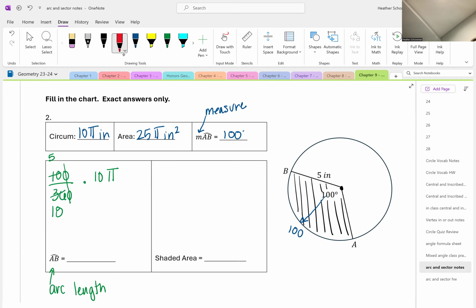Now, before I keep going, I'm going to quickly come over here and write 5 over 18, because I know that's what my fraction is going to reduce to later on. And now I'm ready to go for the next one.